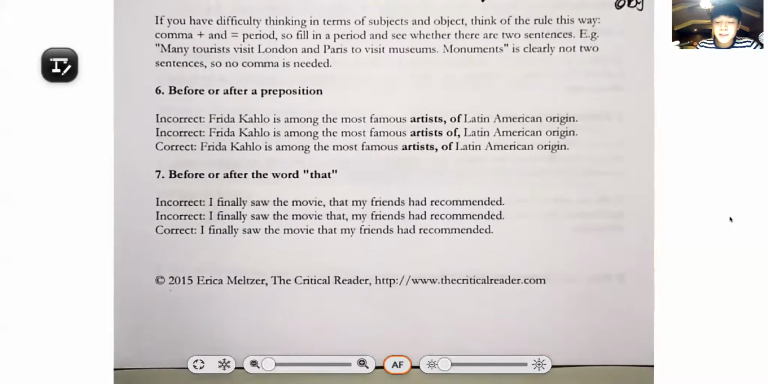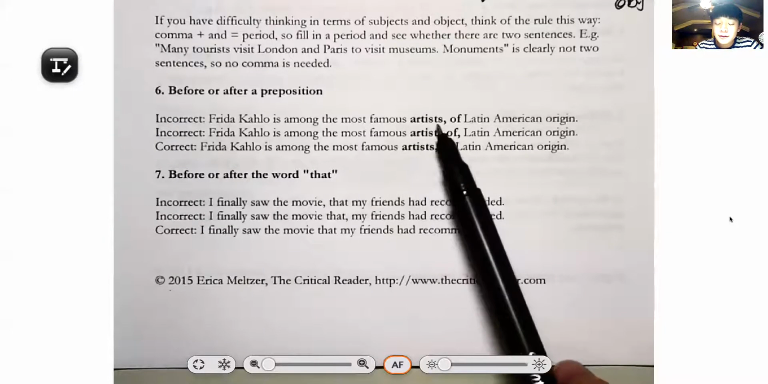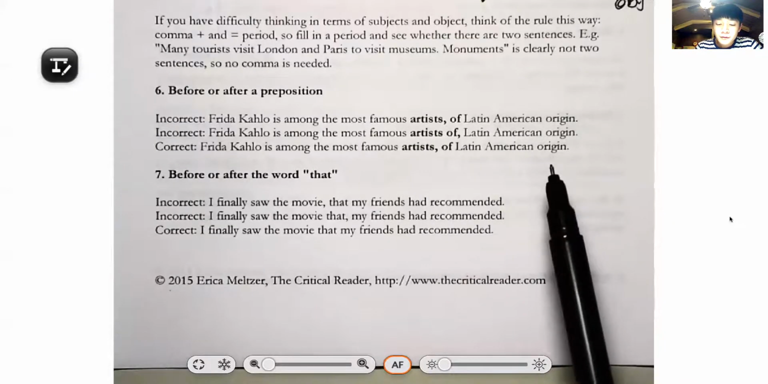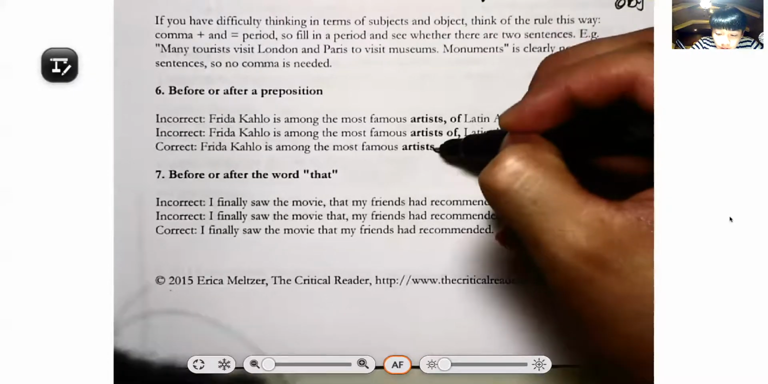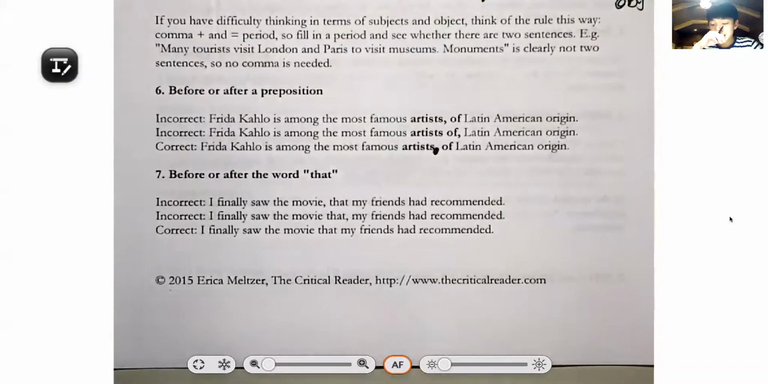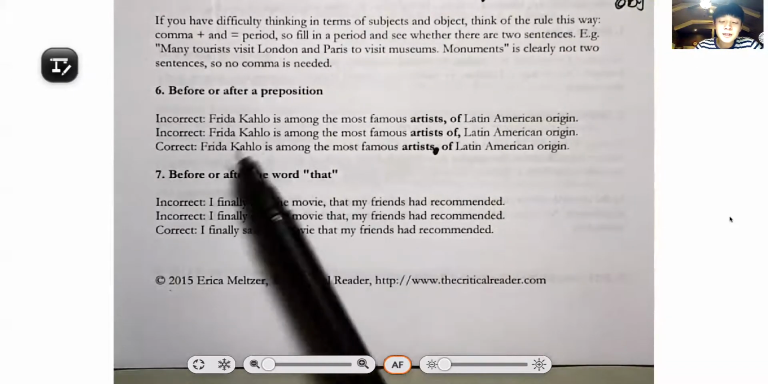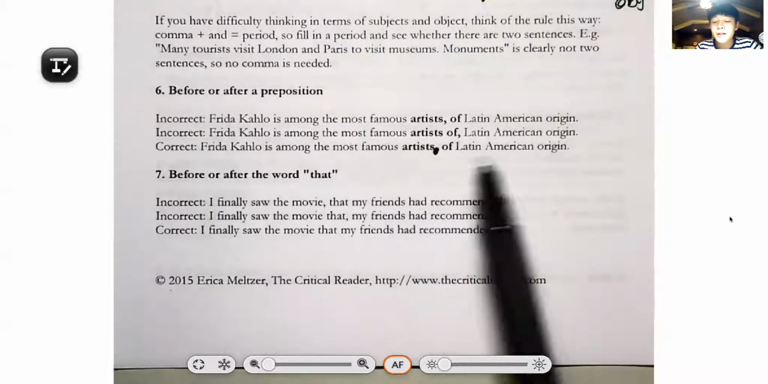Before or after a preposition, you never put a comma. So incorrect here is, they forgot to delete this again, didn't they? I don't know what's happening. They forgot to delete a lot of stuff. So the correct version here is Frida Kahlo is among the most famous artists of Latin American origin.